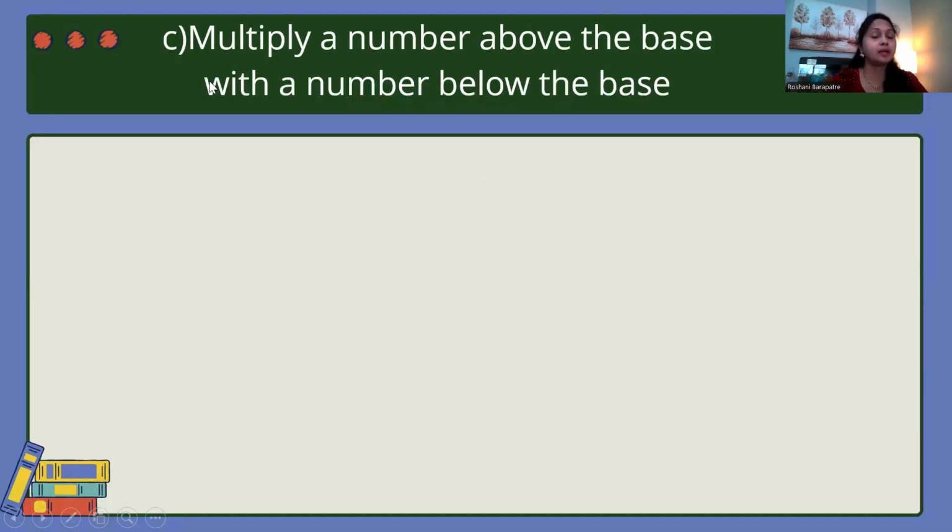Now there can be a situation that we are multiplying a number above the base with a number below the base. Means one number can be above 100 and another number can be below 100. So there will be the situation of plus minus. Okay, the difference can be plus or minus. We will understand this situation with an example. This one. 120 multiplied by 99.